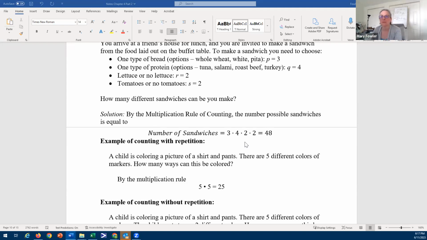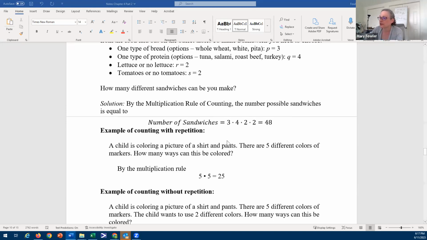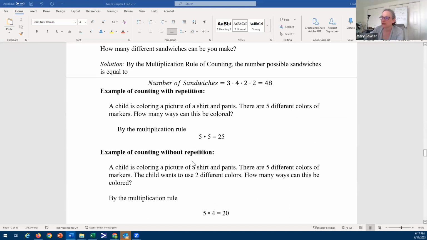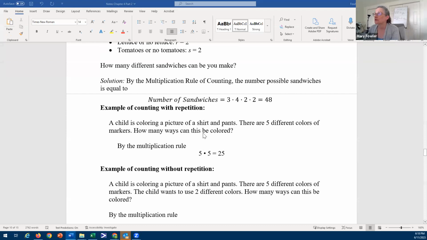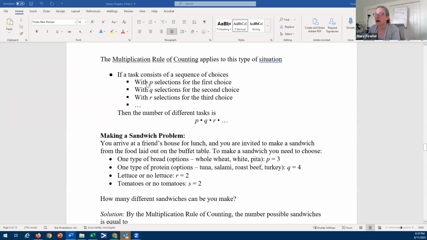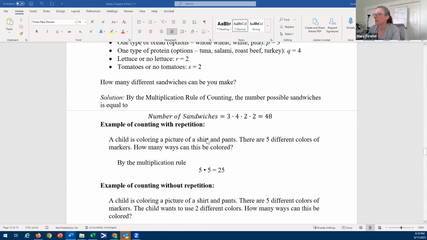Okay, so there are different kinds of counting problems. There are different kinds of details in how the counting is done, or in how we're making our choices as we go forward. We can look at this distinction: counting with repetition and counting without repetition. Suppose a child is coloring a picture of a shirt and pants, and there are 5 different colors of markers. How many ways can this picture be colored? In the first choice, there are 5 colors. So maybe he colors the shirt first. There are 5 different ways he can color the shirt, and then the pants. There are 5 different ways he can color the pants.